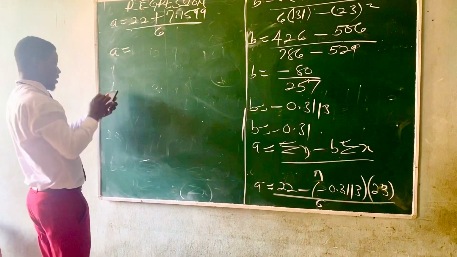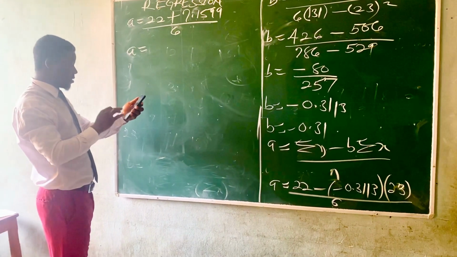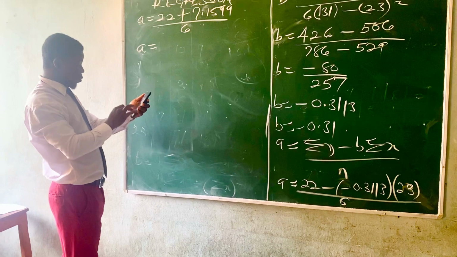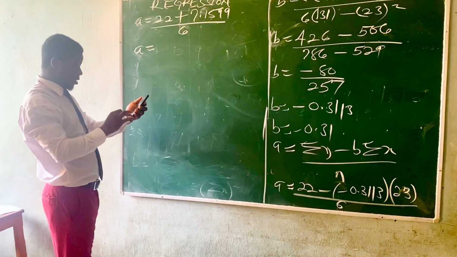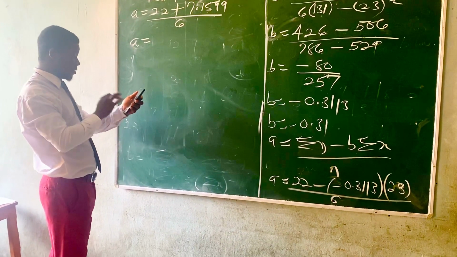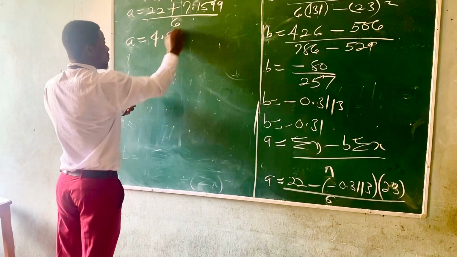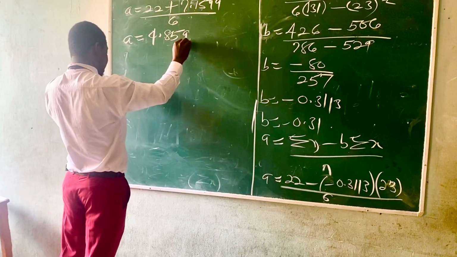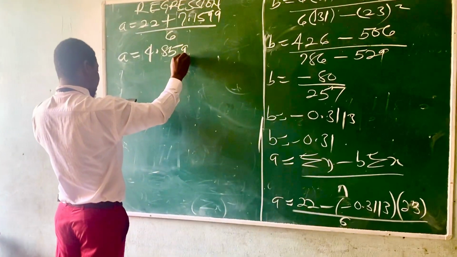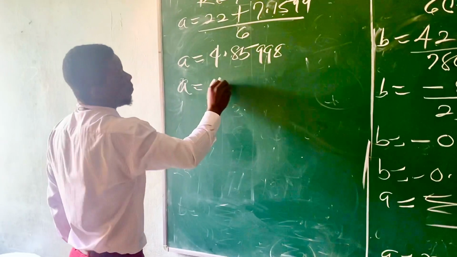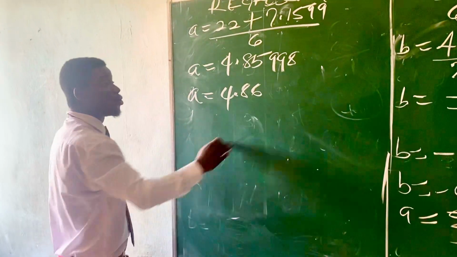Then from here now, a, when you do it very well, let's do it direct. So you have 22 plus your 7.1599, divided by 6. I think we should be having 4.8598. And then from here you have a equal to 4.86 to 2 dp.